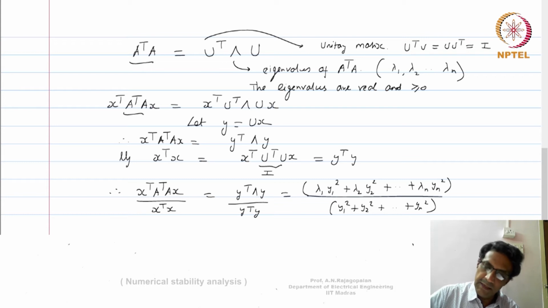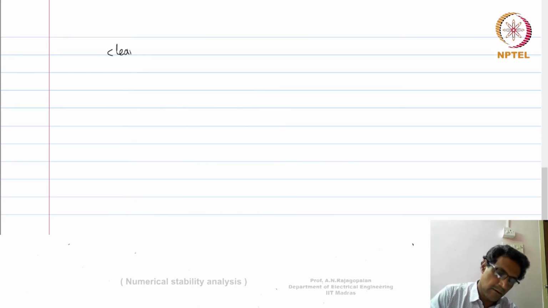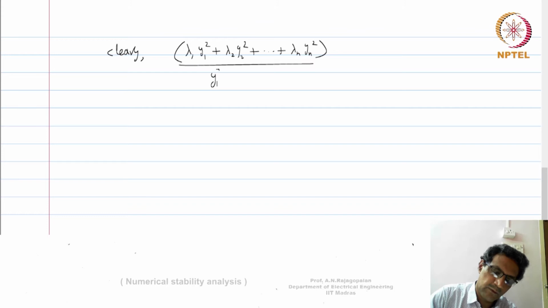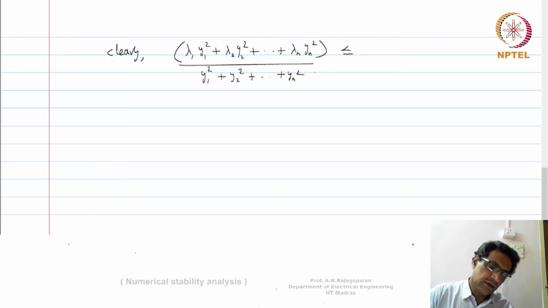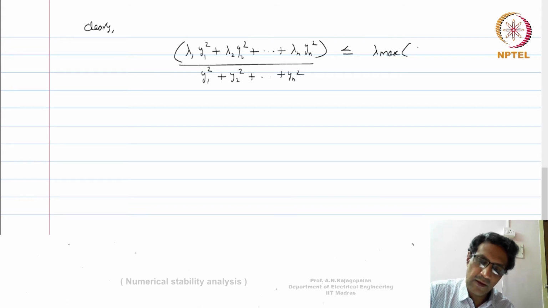Now this ratio, lambda 1 y1 square plus lambda 2 y2 square plus lambda n yn square, divided by y1 square plus y2 square plus yn square, clearly should be less than or equal to lambda max of A transpose A, because each is an eigenvalue of A transpose A.